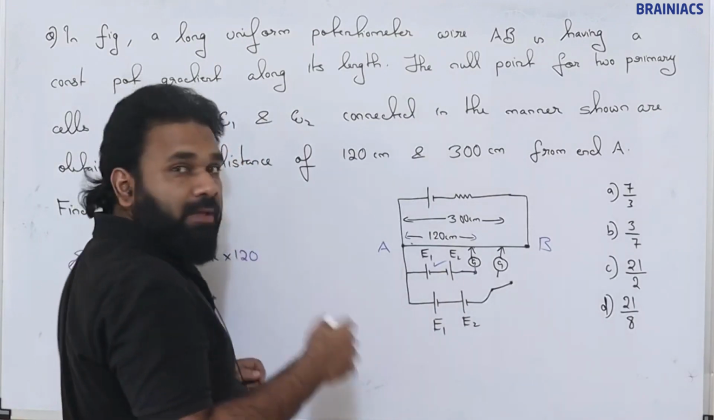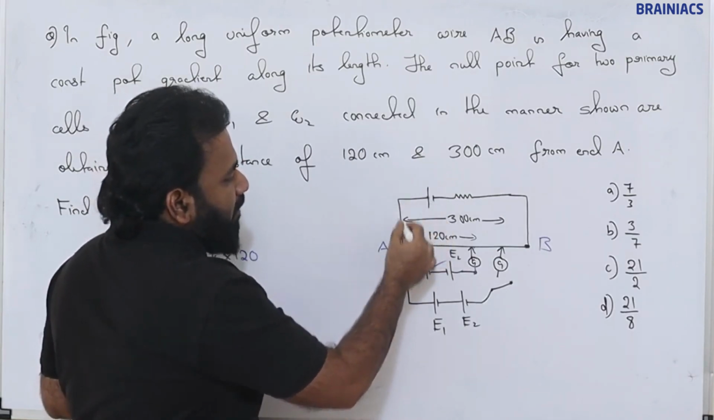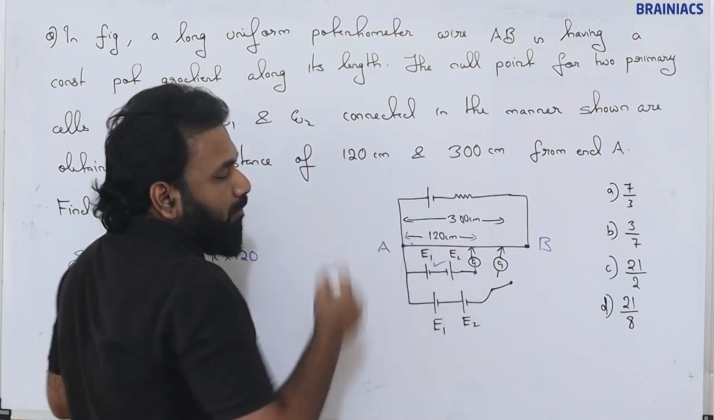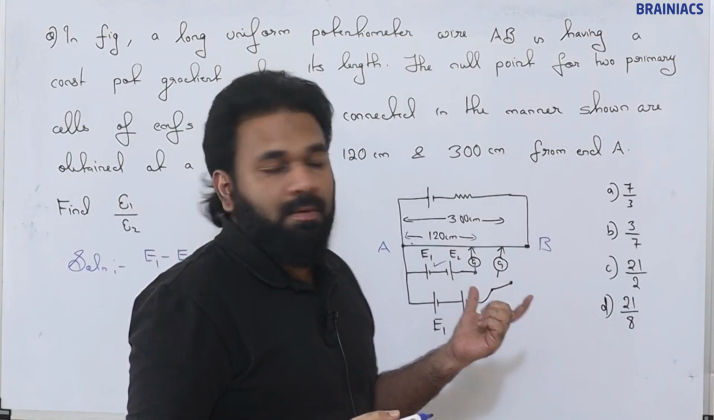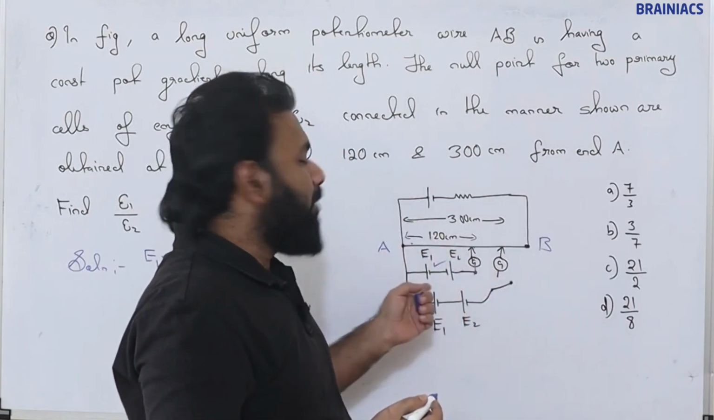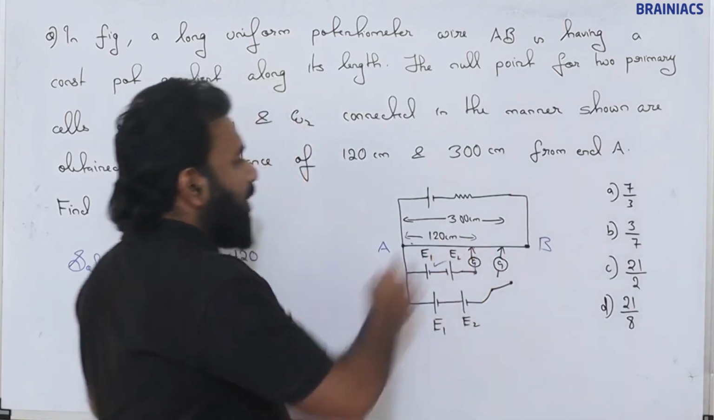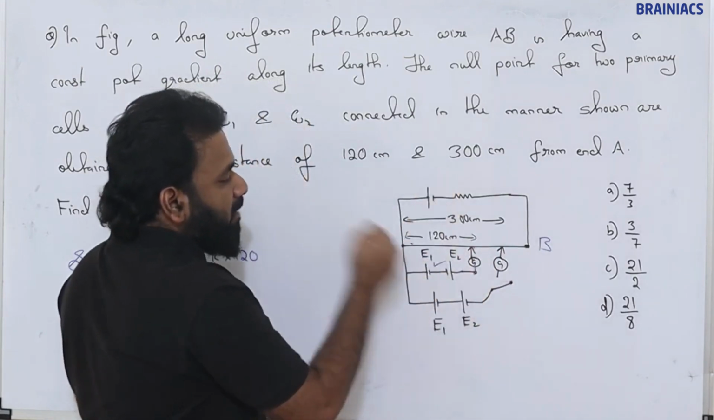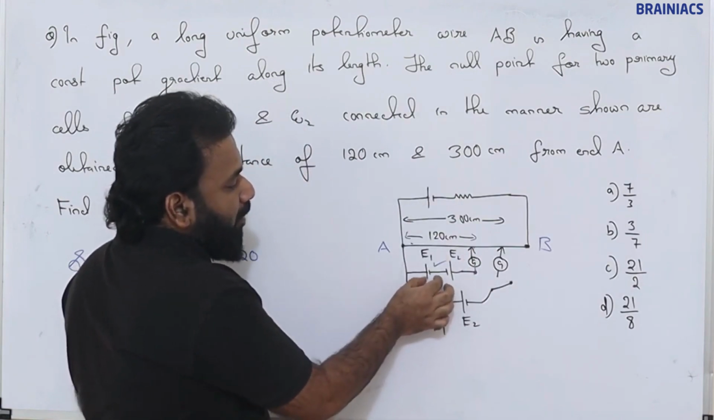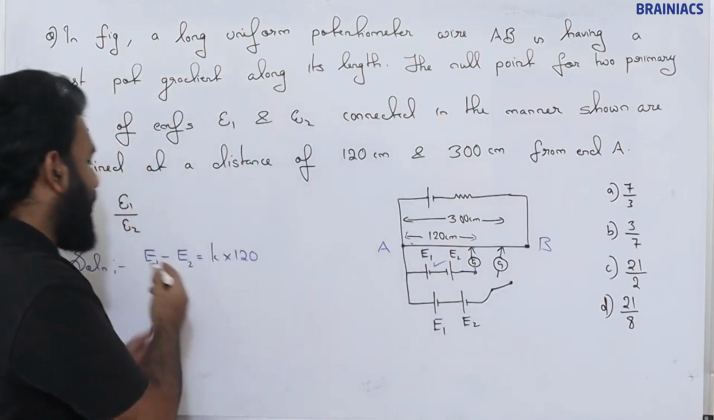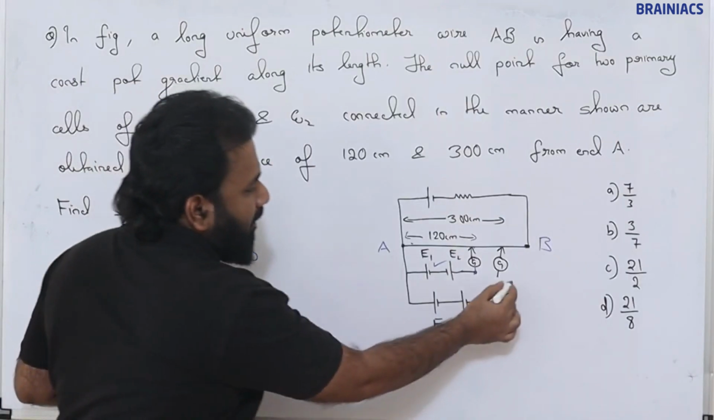I told you in the previous session, the positive of the driving cell must be connected to the positive of the cell where we are trying to find the EMF. This should not be the same polarity. If it is same polarity, we won't get the null point. So definitely this cell must be greater than this one, and we need to take this E1 polarity. That is why I have taken E1 minus E2.